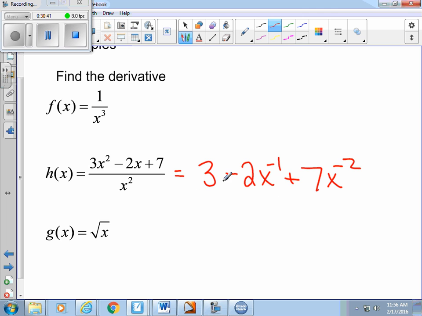Any questions about that one? Next one. And remember, I haven't actually done any derivatives, but now I can very easily. Any questions about those?